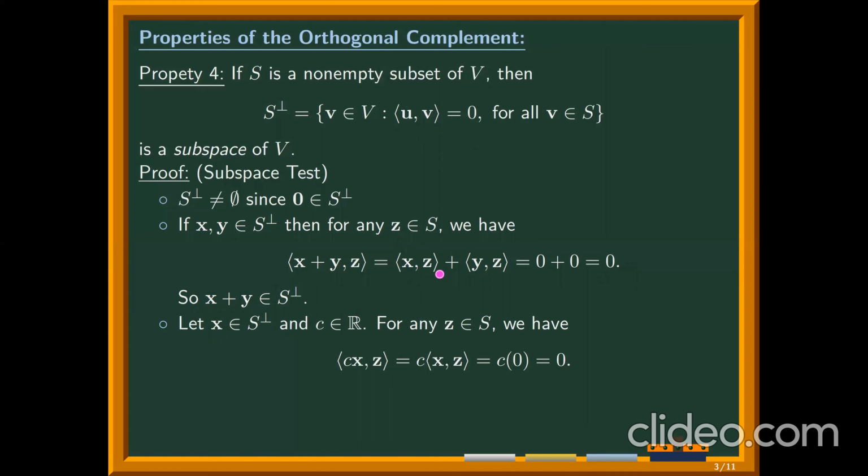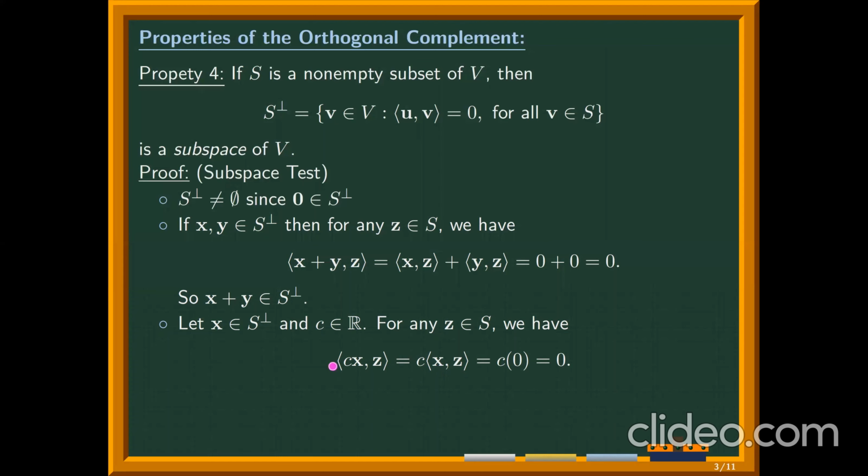Finally, we show that S-perp is closed under scalar multiplication in V. Suppose X is an element of S-perp and C is a real number, a scalar. We have to show that for any element Z of S, the inner product of CX with Z is 0. And indeed, by the fourth property of an inner product, the inner product of CX and Z is equal to the product of the real number C with the real number given by the inner product of X and Z.